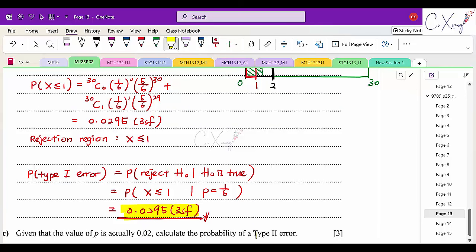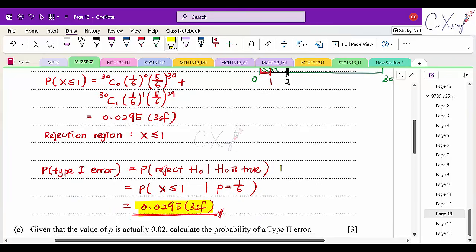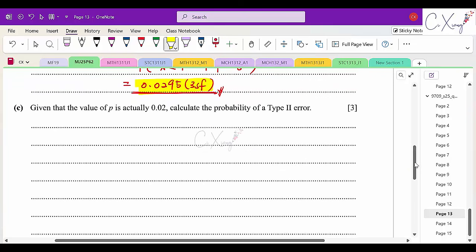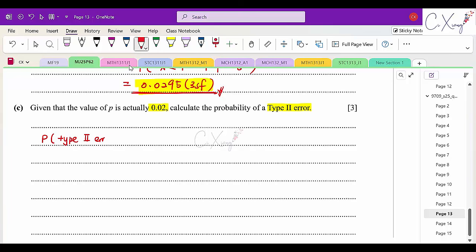Okay, let's continue further with part number C. Now they are saying that the value of p is actually 0.02. Calculate the type 2 error probability. To calculate the probability for type 2 error, let us write out the definition first. Type 2 error means what? It means that I accept the null hypothesis when the null hypothesis is false.